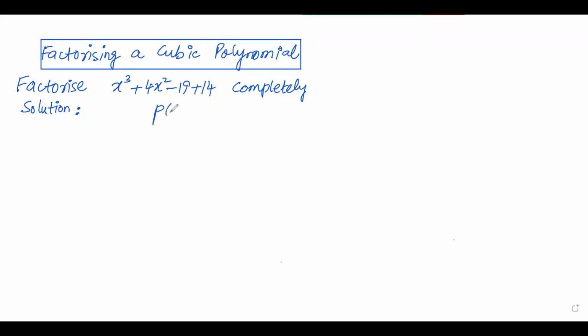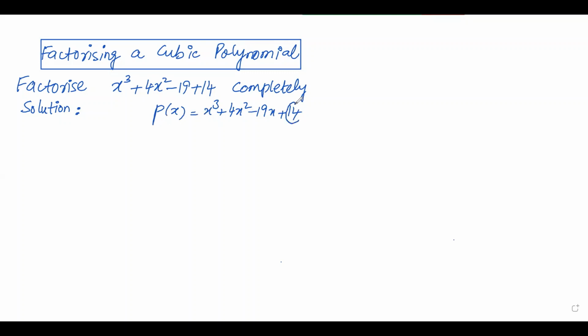Let P(x) be equal to x cubed plus 4x squared minus 19x plus 14. The first method is the trial and error. So for the trial and error, we try to find a number for which the answer for this polynomial is 0. Then you can say that we have a linear factor. So which number to try? What number to try here?